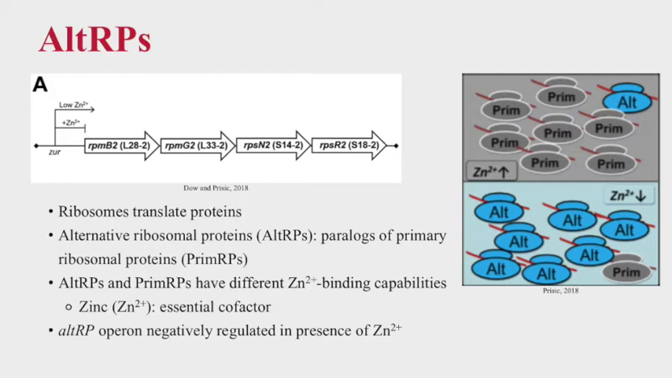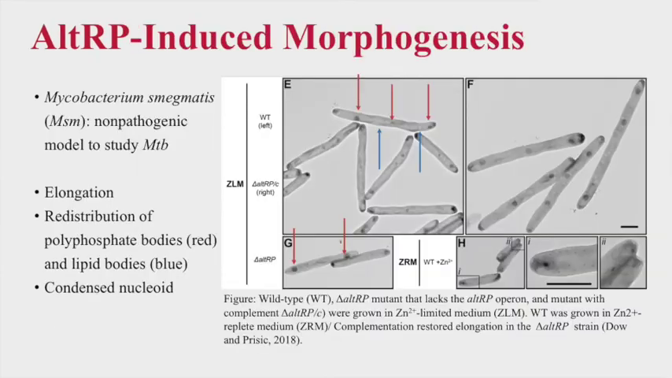As depicted in the figure on the right, during AltRP expression in low zinc conditions, some ribosomes may incorporate AltRPs instead of PrimRPs during assembly, yielding these alternative ribosomes. Assembly of alternative ribosomes contributes to varied relative abundances of different ribosomes within a cell, possibly changing protein synthesis efficiency.